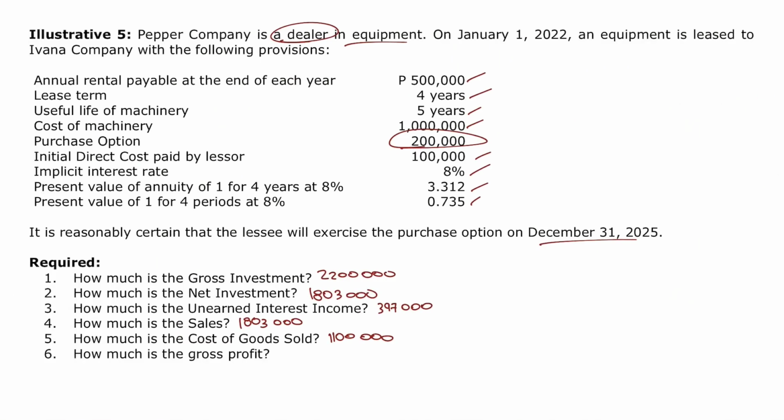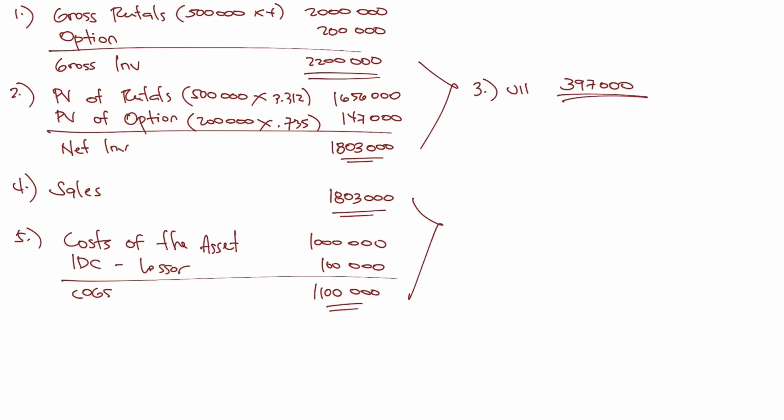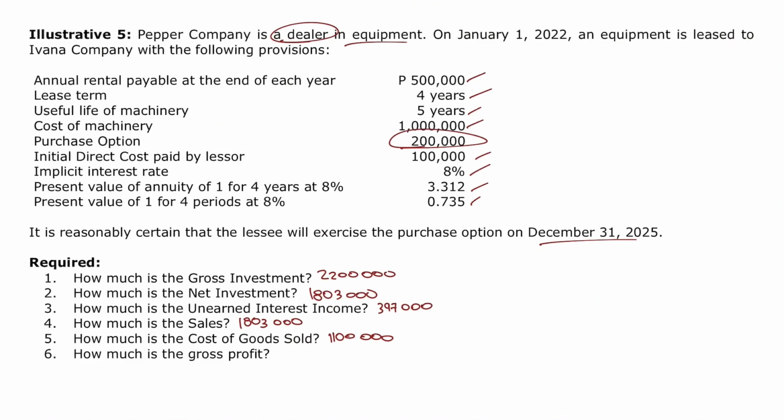And lastly, number 6, how much is the gross profit? Just subtract the cost of goods sold from the sales. So here in number 6, gross profit will be equal to 1,803 minus 1.1 million, or equal to 703,000. So the final answer for number 6 will be 703,000. That is illustrative problem number 5.